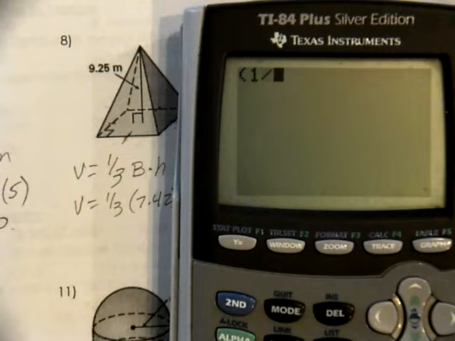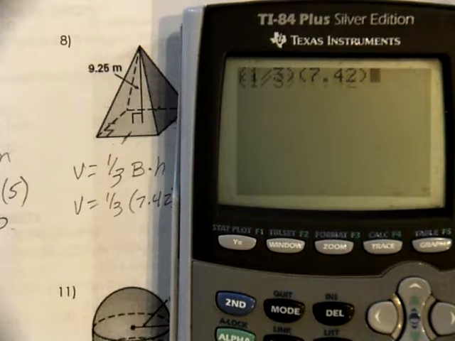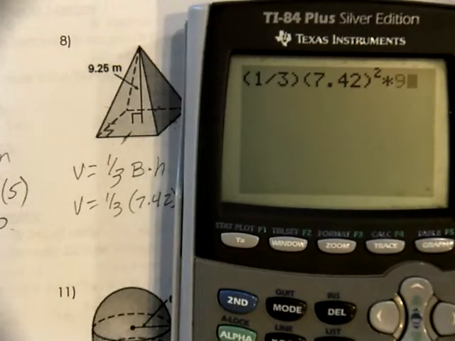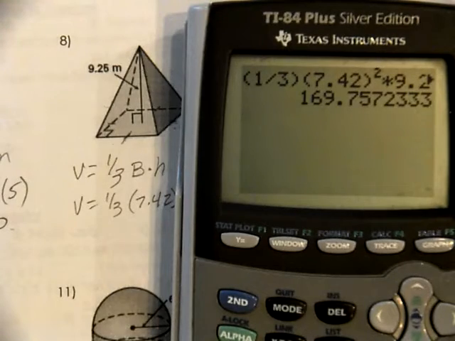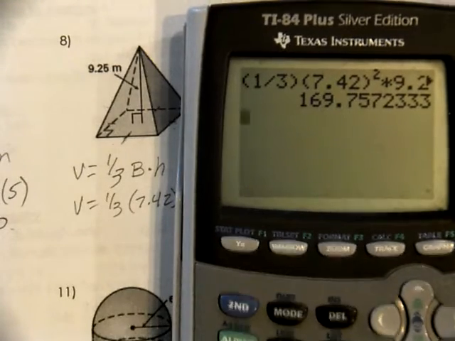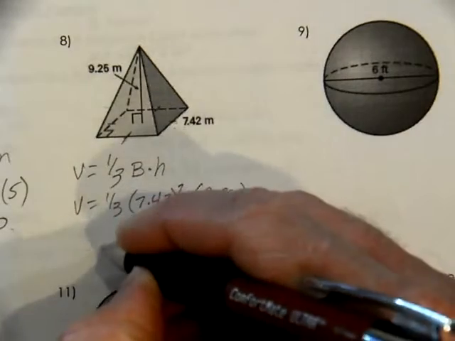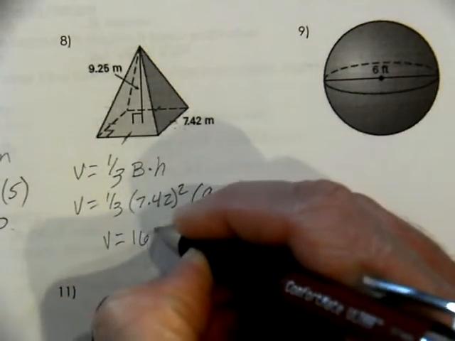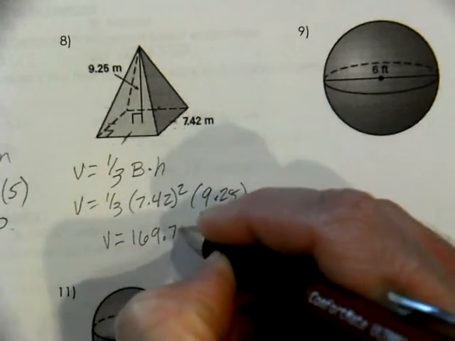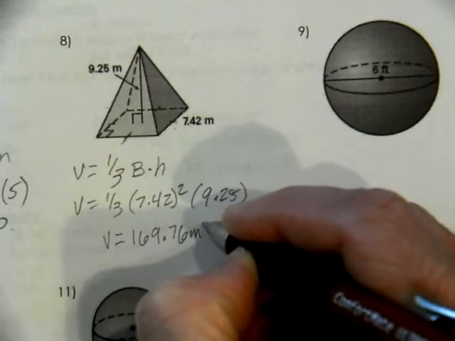So this should be 1 divided by 3. And then we're 7.42 squared times our 9.25. You should be following along with your calculator as well.